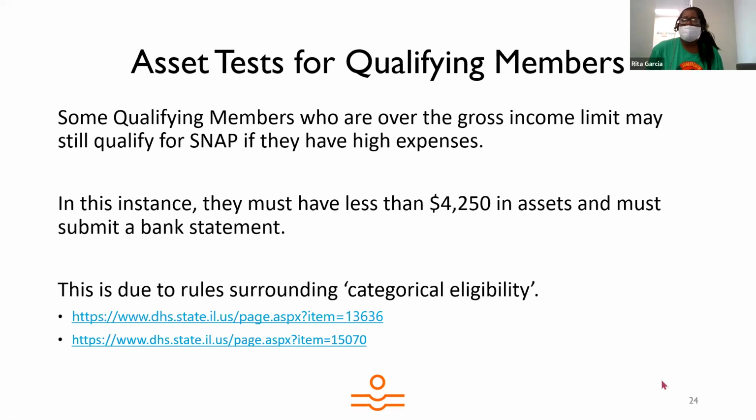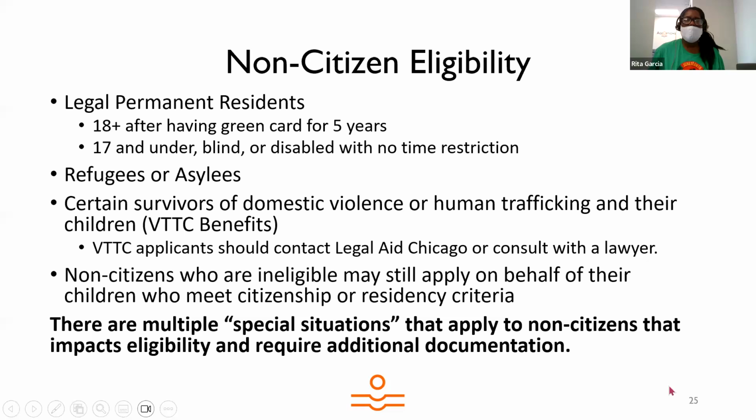Now we're going to talk about asset tests for qualifying members. Some qualifying members who are over the gross income limit may still qualify for SNAP if they have high expenses. In this instance, they must have less than $4,250 in assets and must submit a bank statement. This is due to rules surrounding categorical eligibility. For more details on that, there are some links listed below.